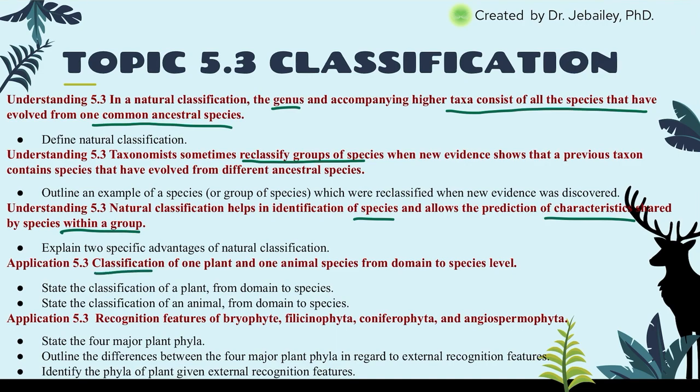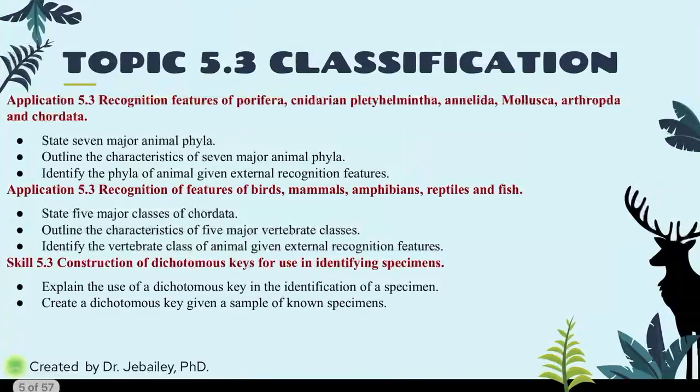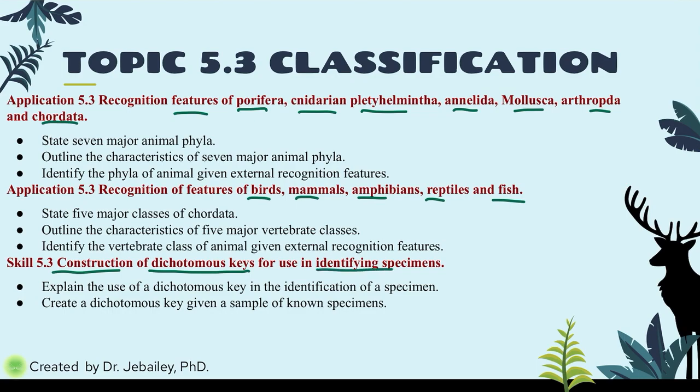We're going to classify one type of plant and one animal species from the domain all the way to the species level. We're going to find features, that means the traits, of the different types of phylums of plants, such as Bryophyta, Filicophyta, Coniferophyta, and Angiospermophyta. We're also going to talk about the features, that means the traits, of Porifera, Cnidarians, and all the other types of animal kingdom phylums. We're also going to talk about the classes of birds, mammals, amphibians, reptiles, and fish. And we're going to talk about how constructing a diagram is key to identify certain types of specimens.